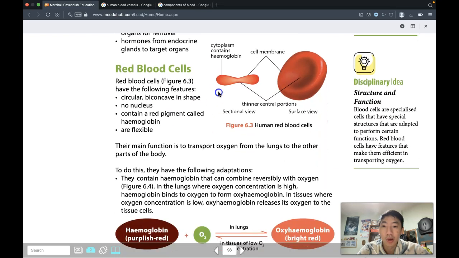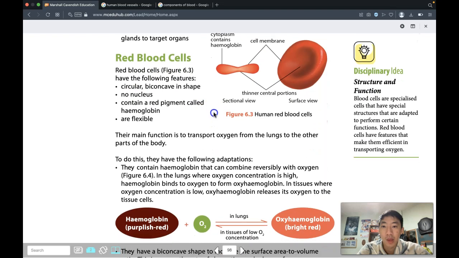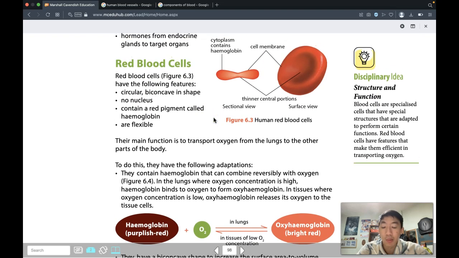Now we move on and talk about red blood cells. There are a few things that you have to remember for red blood cells. Firstly, red blood cells are circular and are biconcave in shape. The reason why they are biconcave in shape is actually to increase their surface area to volume ratio.